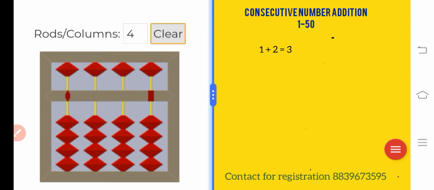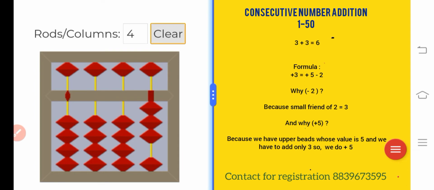So first is 1 plus 2. We will do it from the ones place, 1 plus 2. We get the answer 3. Now we have to add 3. We can see in the lower beads we have only 1 bead. We don't have 3 beads to add directly. So what will we do? We will use the formula. So for adding 3, plus 5 and minus 2. Plus 5 minus 2.